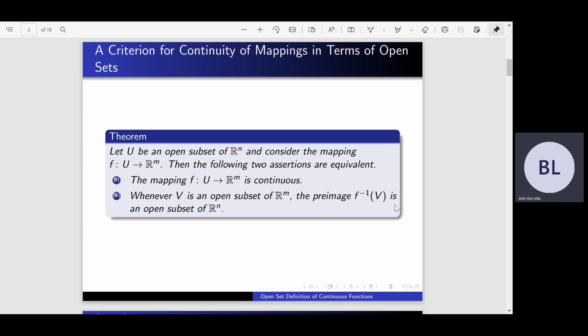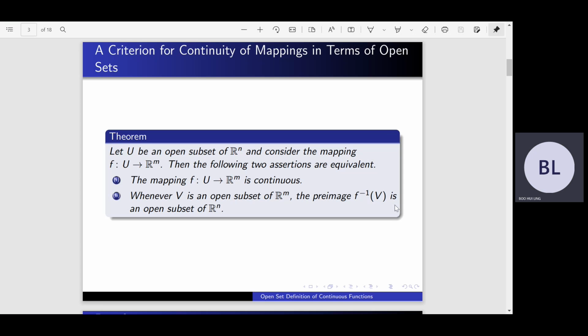Let U be an open subset of R^n and consider the mapping of the function f from U to R^m. Then the following two assertions are equivalent. The mapping f from U to R^m is continuous if and only if whenever V is an open subset of R^m, the preimage f inverse of V is an open subset of R^n.